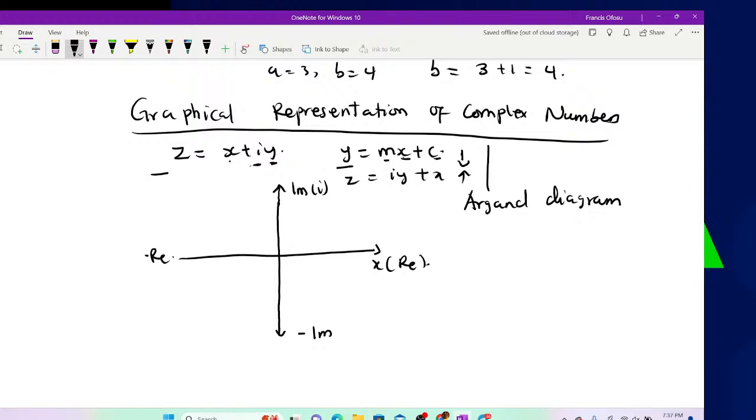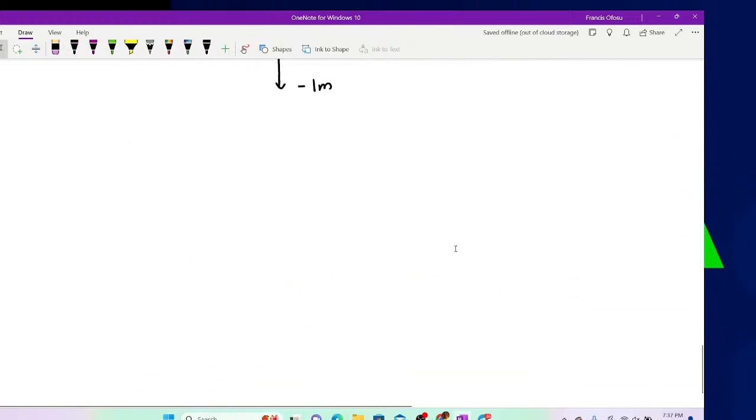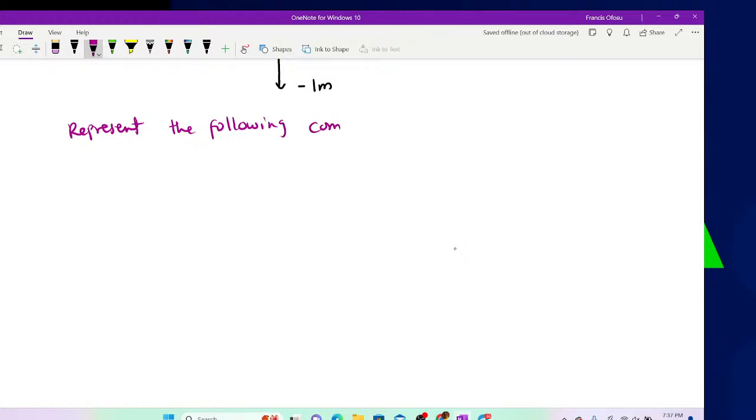Let's see how we represent complex numbers on the Argand diagram. So I have a problem here. Represent the following complex numbers on the Argand diagram.